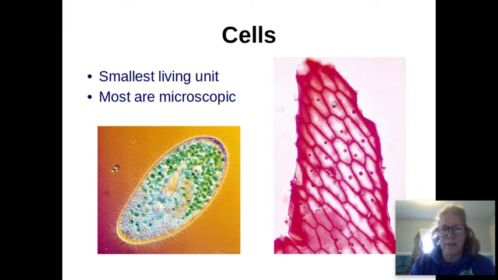So cells, like we said, are the basic unit of life. All right, most are microscopic, some are not. An egg, for example, is a single cell, and obviously that's not microscopic. One of the largest cells is a nerve cell in a giraffe neck, which is like 6 feet long, and that's one single cell. So they're not all microscopic, but most are.